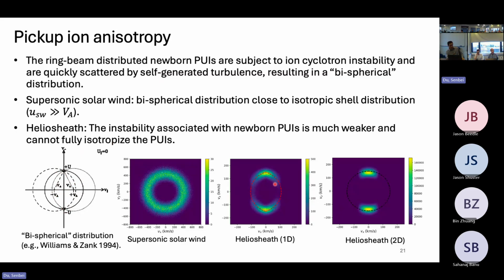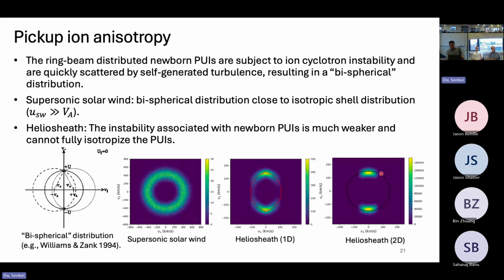But in this case, the scattering is weaker. So this bispherical shell is not completely filled. So it's still mostly at the perpendicular. The distribution is still stronger in the perpendicular direction. And furthermore, we can look at 2D simulation instead of 1D. And in that case, the scattering is even weaker. And it's also not going to a bispherical distribution. It's probably closer to a spherical shell in this case.